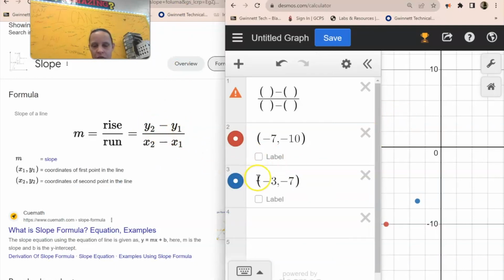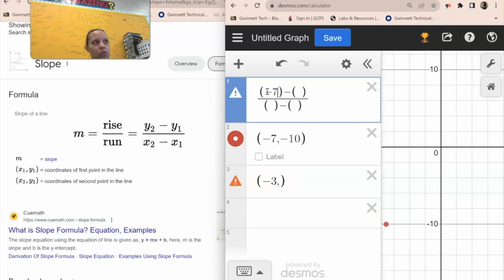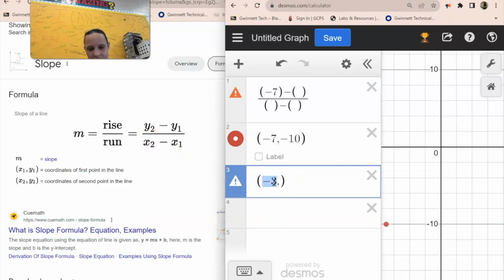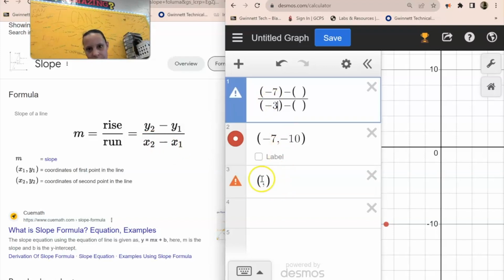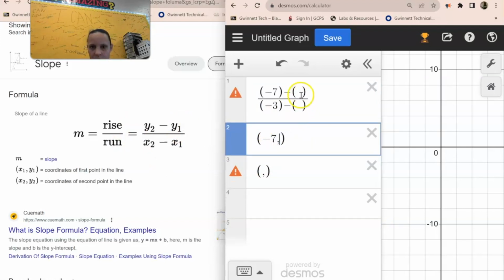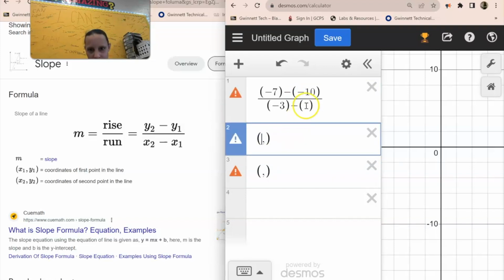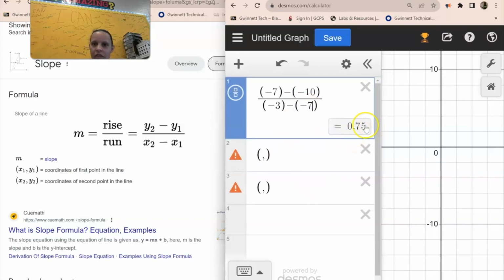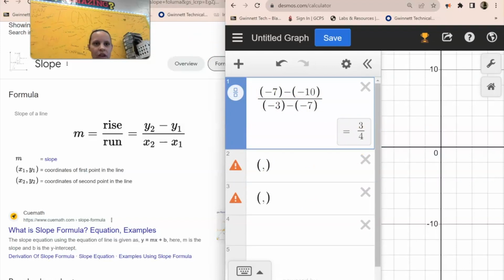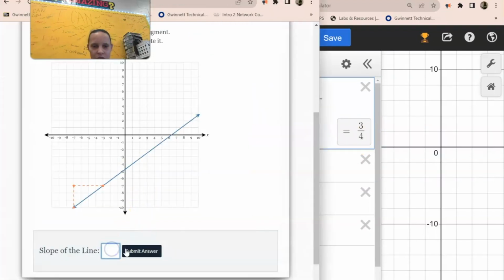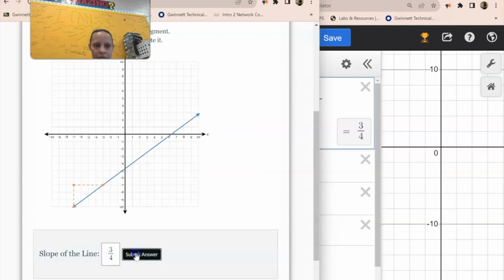So again, start off with y2. This is going to be the first one, it's going to be the second. The second y is -7. Control X, Control V to paste it. Then x2, this is going to be my second x value. Control X, Control V. Y1, so this is x, this is y, so this is the first y value. Control X, Control V, and x1, Control X and Control V. So there's my answer. Click fraction and then put it into your answer choice. So this is going to be 3 divided by 4.